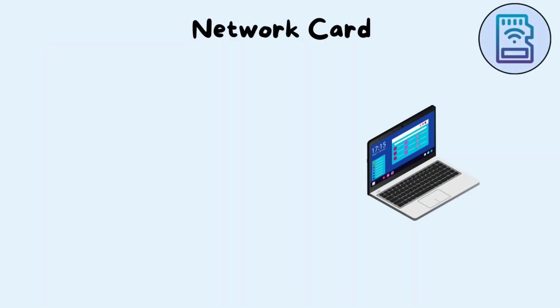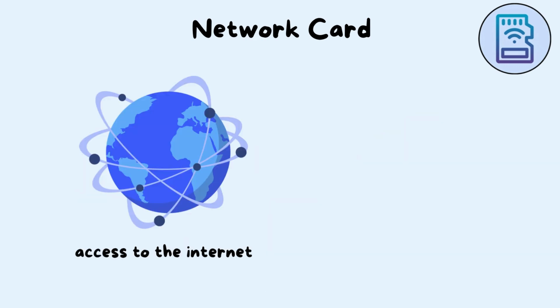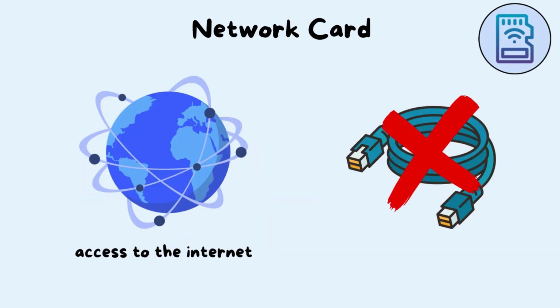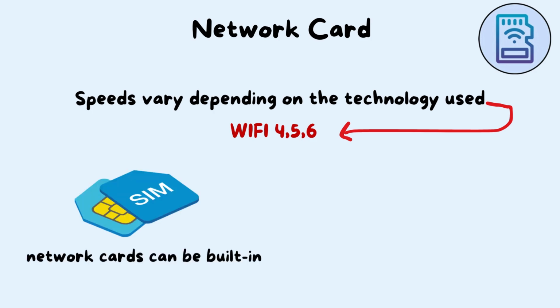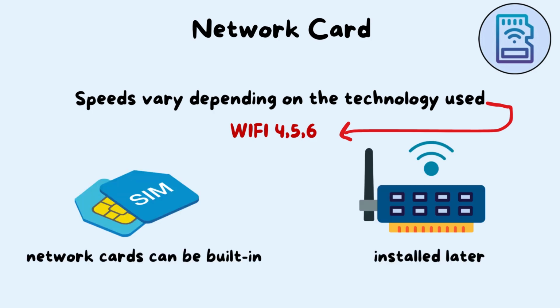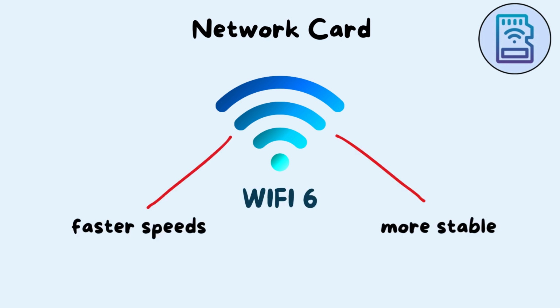Network card. A computer capable of Wi-Fi connectivity contains a network card, allowing wireless access to the internet without Ethernet cables. Speeds vary depending on the technology used, and network cards can be built-in or installed later. Some modern cards support advanced standards such as Wi-Fi 6, providing faster speeds and more stable connections.